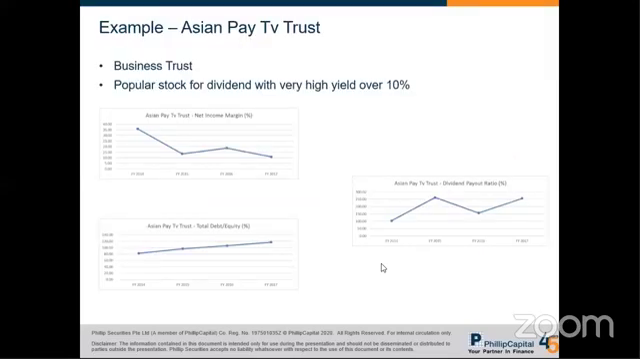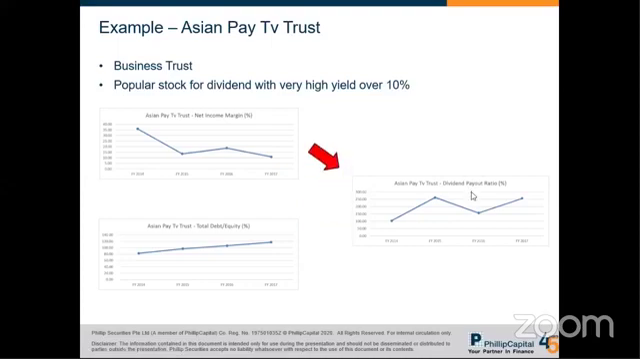Let's talk about Asia PhillipCapital Trust. It's a business trust that gave a very high, popular dividend in the past. It's very popular because of the dividend yield of more than 10%. However, if you are a so-called fundamental investor looking into this stock, the first thing I look at is the net interest margin, the income the company can make. You can see that since 2014, the net interest margin of Asia PhillipCapital Trust has been dropping. This will definitely affect their ability to pay out dividends.